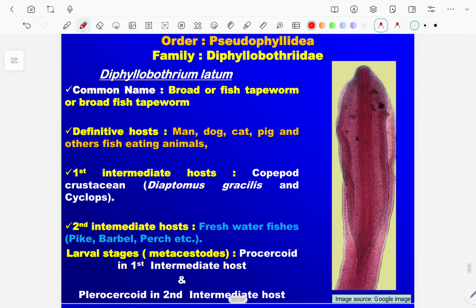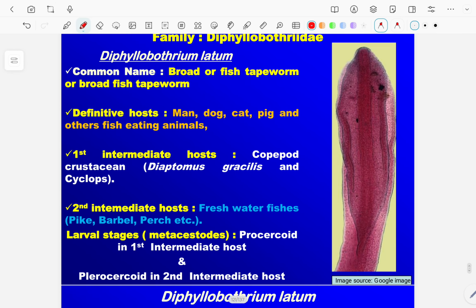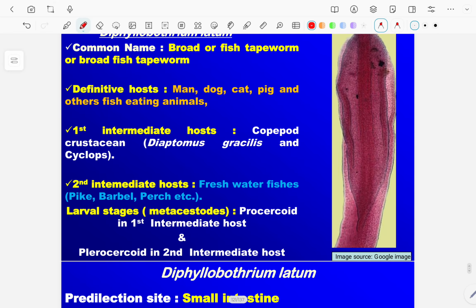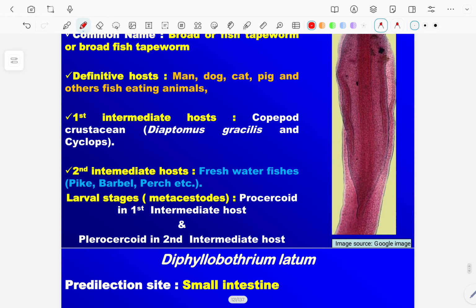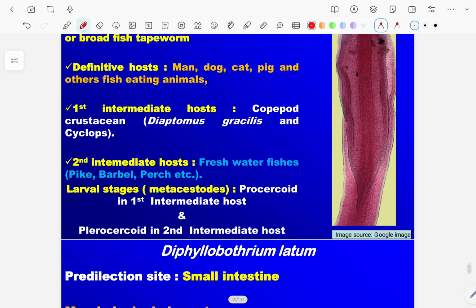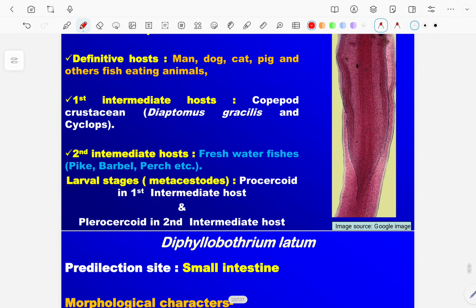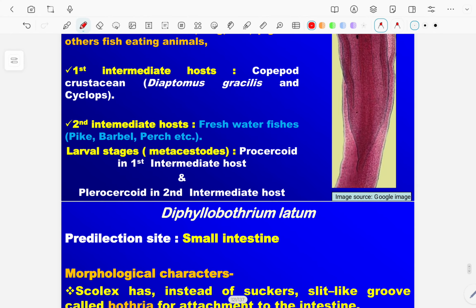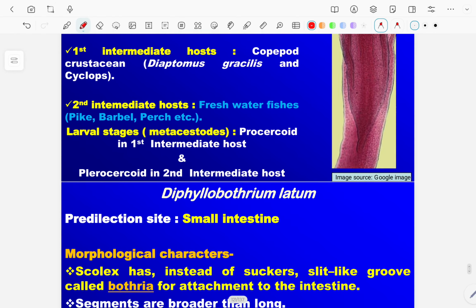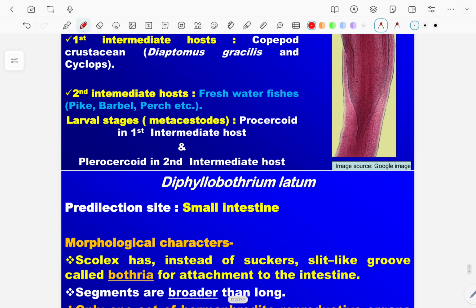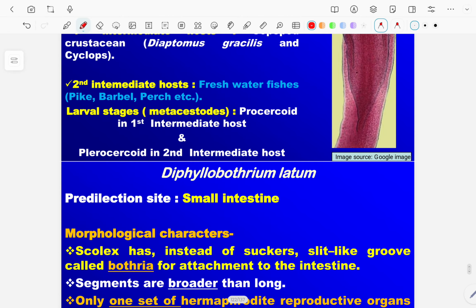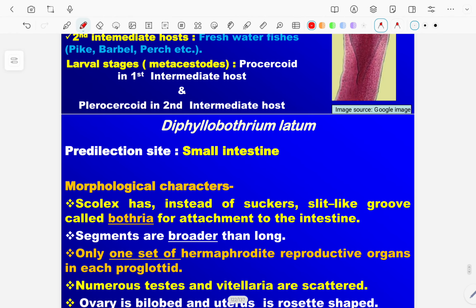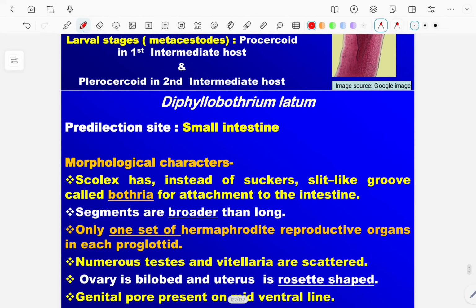Definitive host: man, dog, cat, pig, and other fish-eating animals. First intermediate host: copepod crustaceans, Diaptomus, gracilis, and Cyclops. Second intermediate host: freshwater fishes, pike, barbel, perch, etc. Larval stage, metacestode: procercoid in the first intermediate host and pleurocercoid in the second intermediate host. Diphyllobothrium latum, predilection site: small intestine.